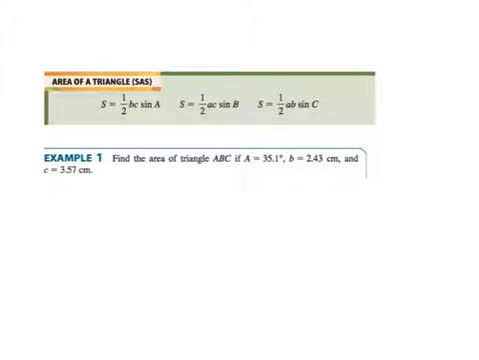Hey guys, this is the video for section 7.3. I'm sorry, 7.4. And we're going to go ahead and do this section too, because the area formulas are so easy that I don't think you'll have any problem with any of these. Basically you just plug numbers into the formula and go.